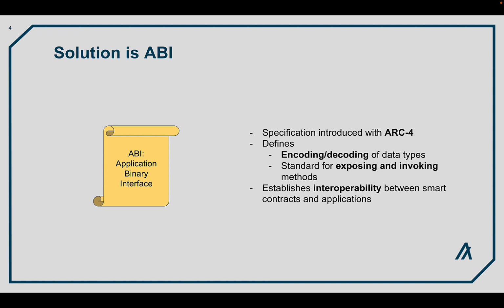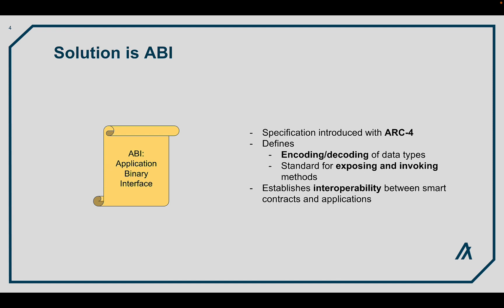ABI stands for Application Binary Interface. It's a standard that defines how to encode and decode data, and how to expose and invoke methods. This enables a standardized interoperability between smart contracts and applications. ABI was introduced with ARC 4. You can find a link to the complete ARC documentation in the description of this video.